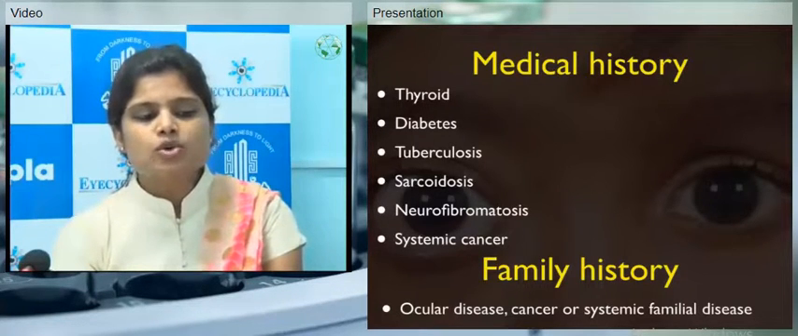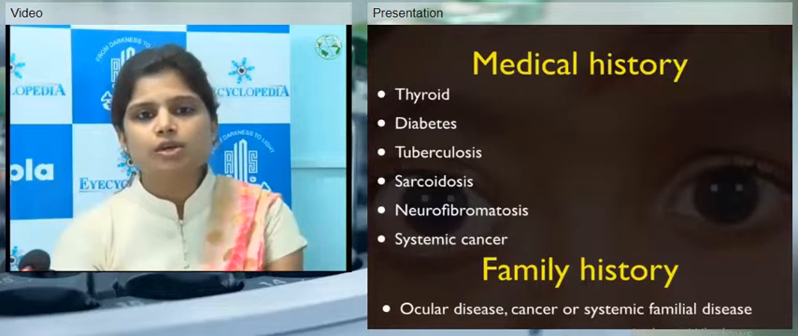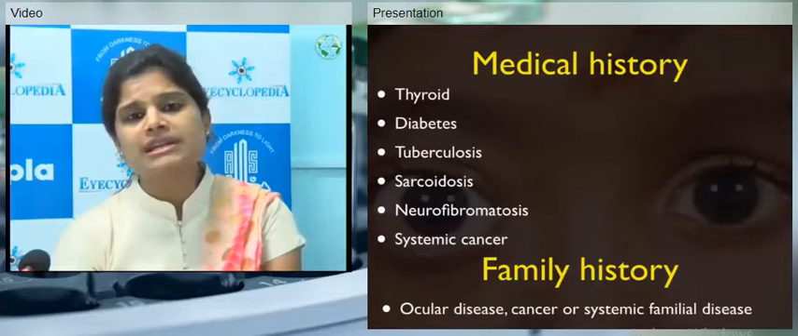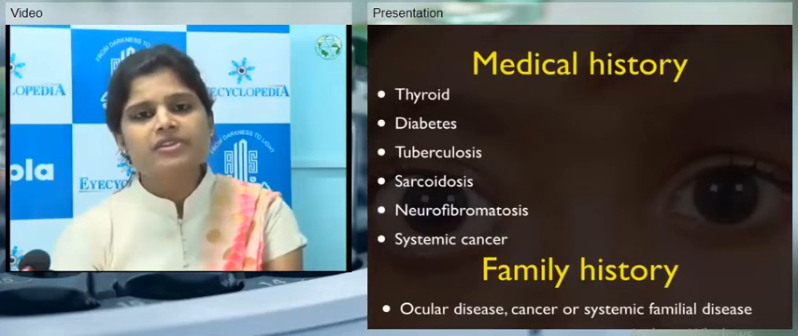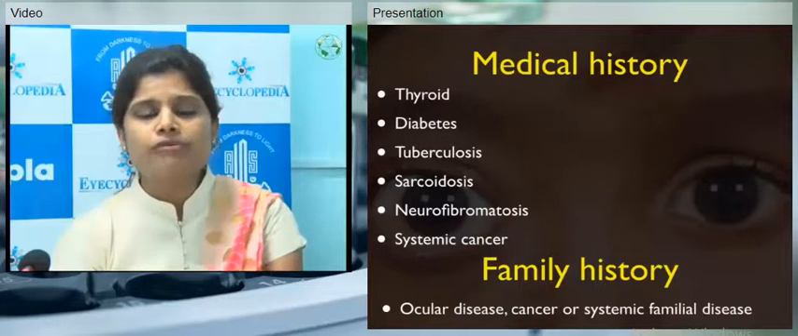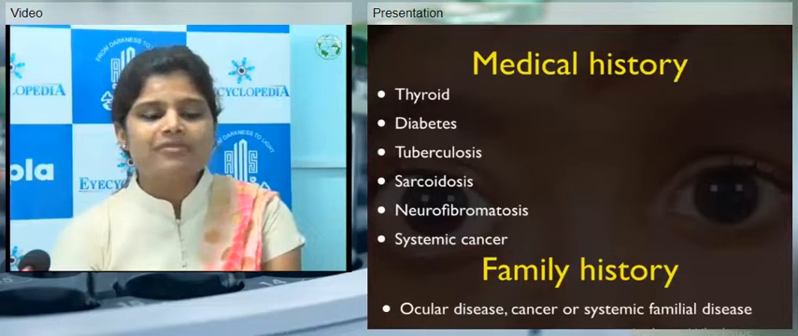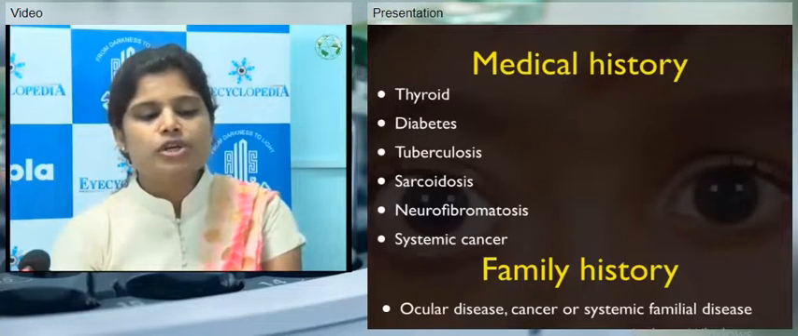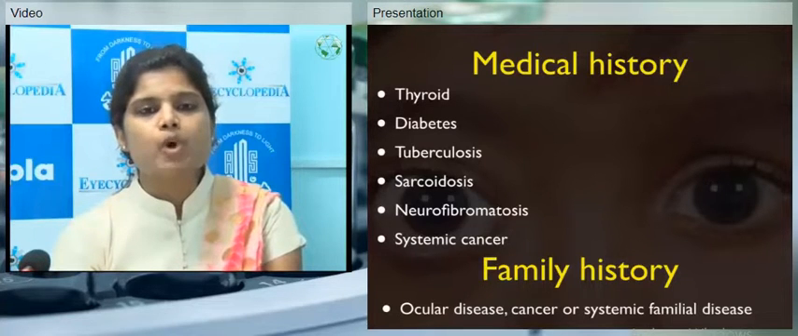Then second, diabetes. So if there is a 60 or 70-year-old patient walking into your clinic and tells you that he is a known diabetic and there is sudden onset of proptosis that he has noted with decrease in vision, then you have to obviously think of the most common orbital infection that occurs in a diabetic patient, that is mucormycosis. So that is why the history of diabetes becomes very important.